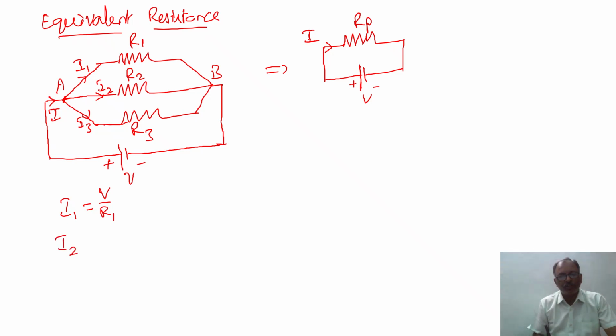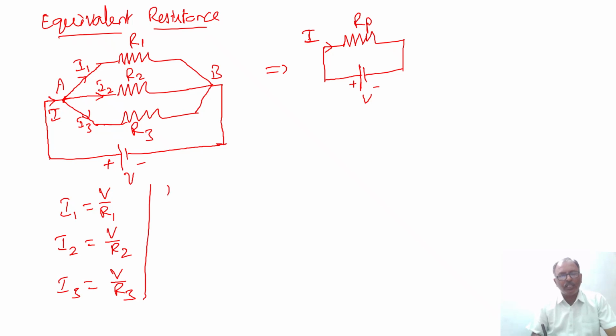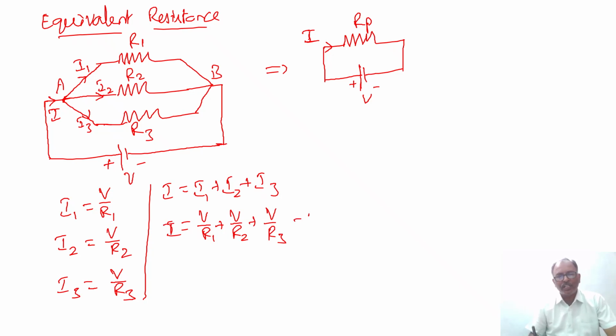Similarly, the current through R2 is given by I2 equal to V by R2, and the current through R3 is given by I3 equal to V by R3. The total current entering at node A is I, and the leaving currents are I1, I2 and I3. Therefore, I should be equal to I1 plus I2 plus I3, which is equal to V by R1 plus V by R2 plus V by R3. This is the expression for I from this circuit. Let it be equation 1.